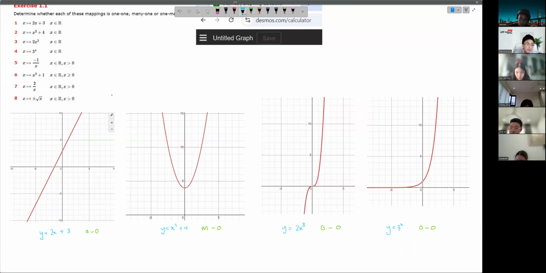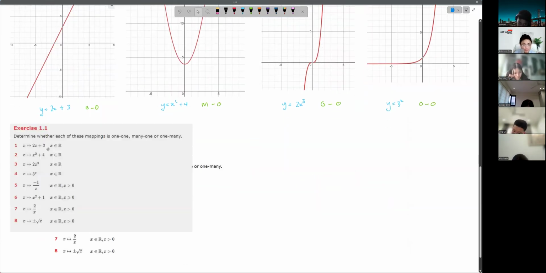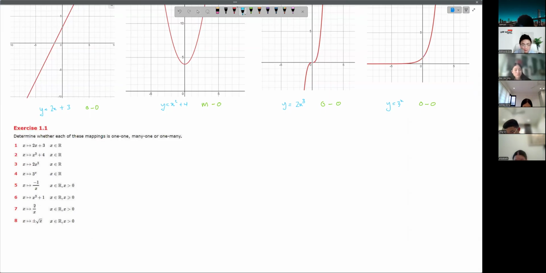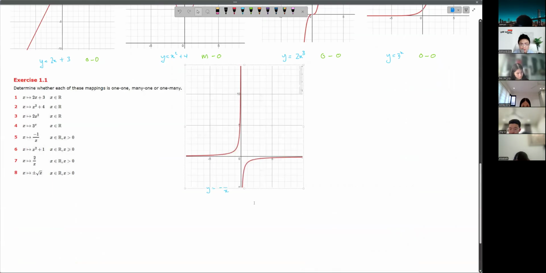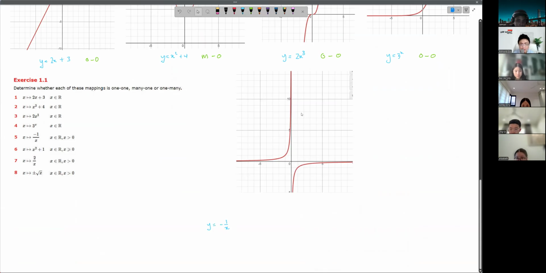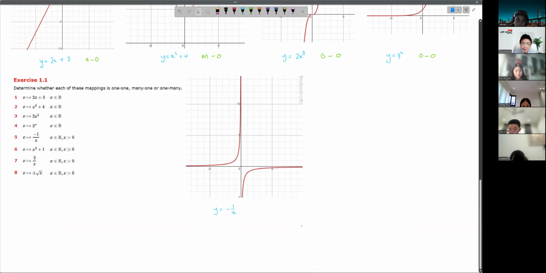So the next one, y equals to, okay, so let me wait. Okay. So the next one is y equals to -1 over x. So this graph, how will it look like? Okay, so this is how it looks like. So actually this one, if you recall this shape, right, this one doesn't touch 0. This one also does not touch 0. So therefore this will be 1 to 1. Because it will not touch the zero because for any fraction, the bottom cannot be zero, right?